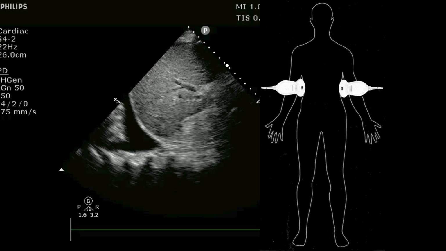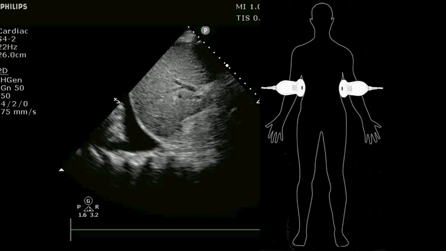Then we want to see how big it is by scanning up and down in the anterior lung field and then moving out laterally to see how far laterally we can go until we hit a lung point, where we see that interface between the visceral and the parietal pleura. That's the basic recap of pneumo.